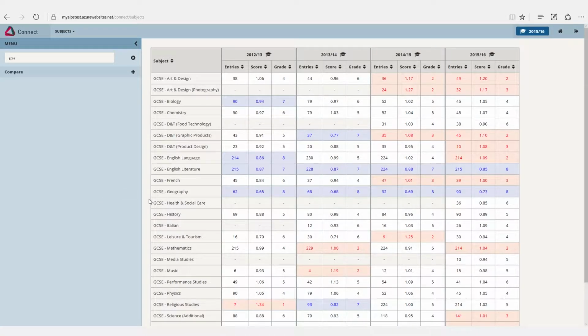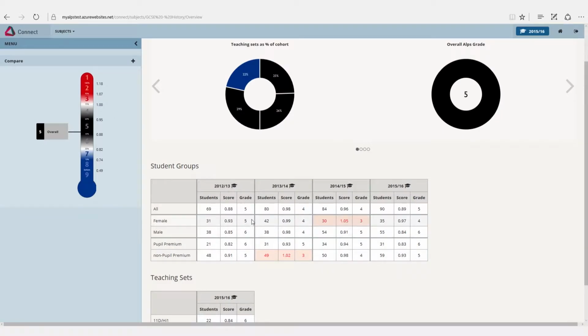Okay, so this is our subject page on Connect. So we can see the 4-year trend, 5, 4, 4, 5. Would you say that's average in terms of performance? Well, it is average, but I think we could do better. I mean, in particular, I know some of my students could have got better grades than they ended up with.